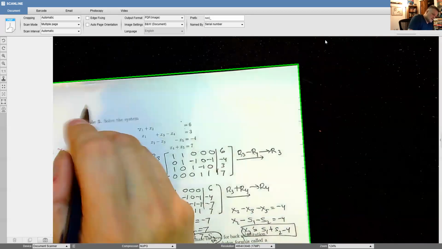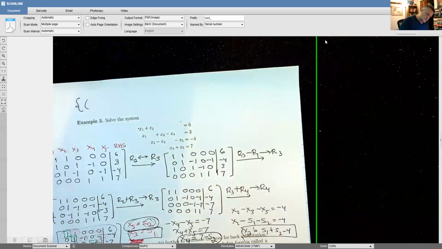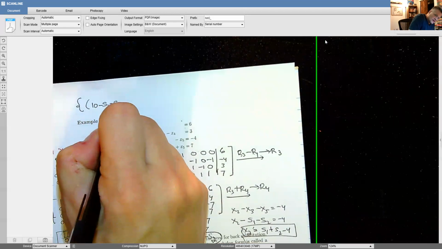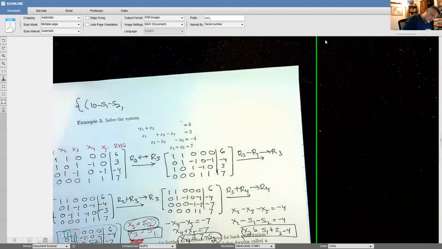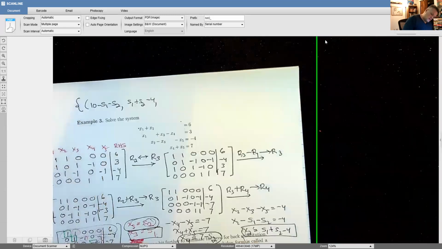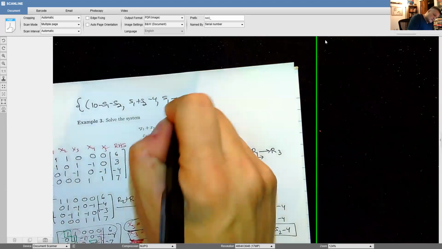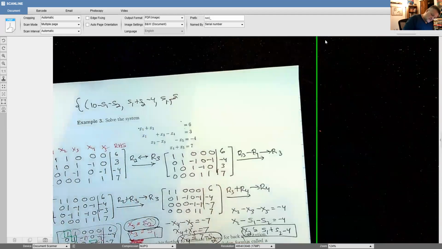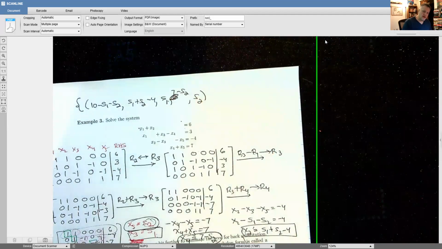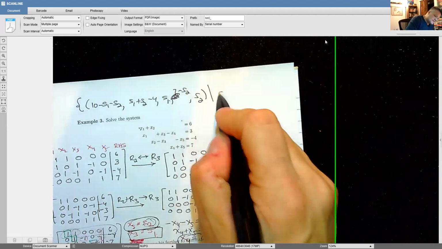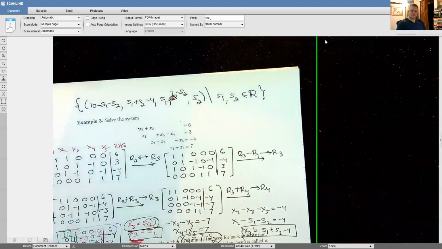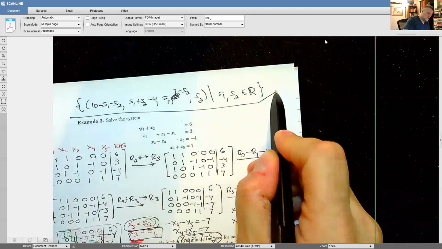And so now I can write my ordered triples. I'll go back up here. The solution is the set of all ordered triples with first component given by x1, then this guy in s2, s1, whoops, 7 minus s2, and s2, just plugging in x1 through x5. And I'm allowing both s1 and s2 to vary through the real line. Okay, so that is your solution set.